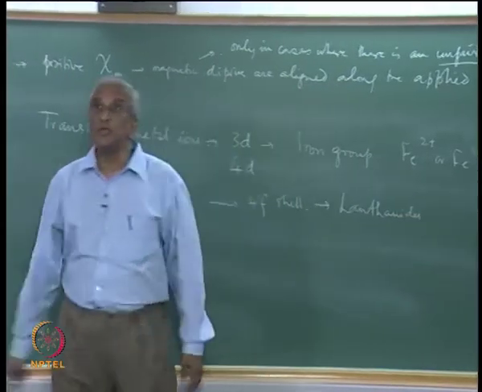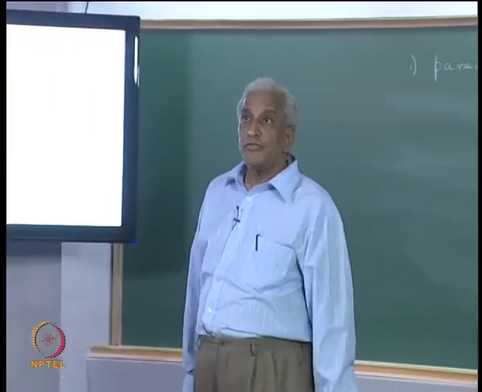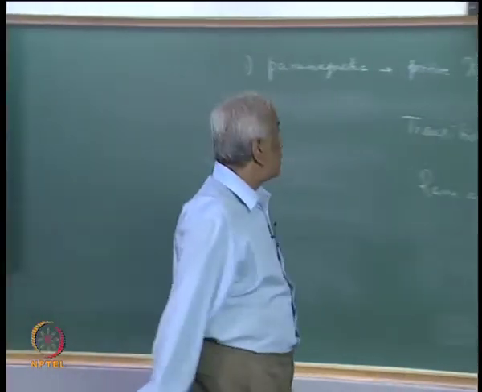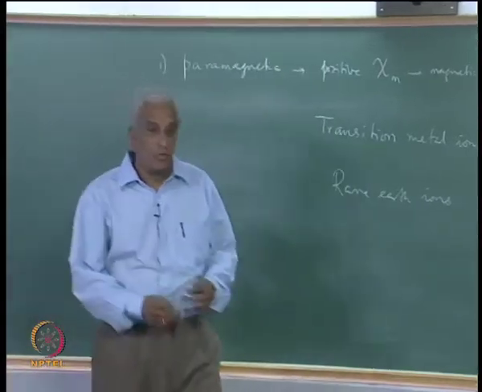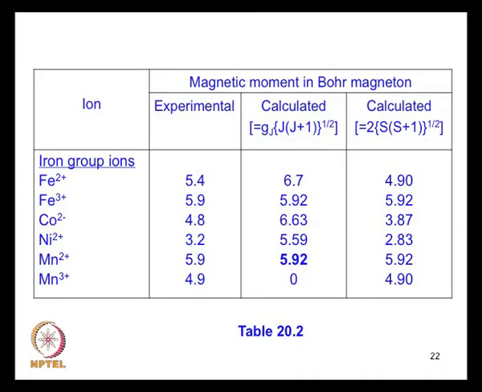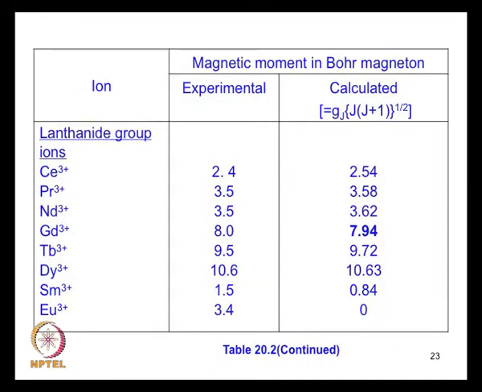They correspond to the progressive filling of the 4f shell, and they are the most prominent examples of paramagnetic behavior. The next table summarizes this, giving the magnetic moment in Bohr magnetons, both experimental and calculated values, for the different typical members of the 3d transition metal ion group, as well as the lanthanide rare earth ions.